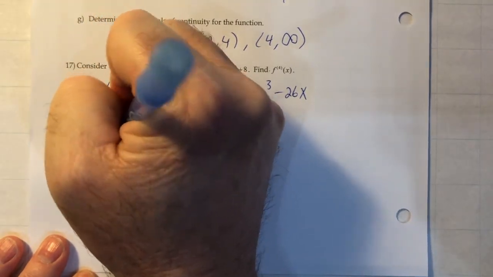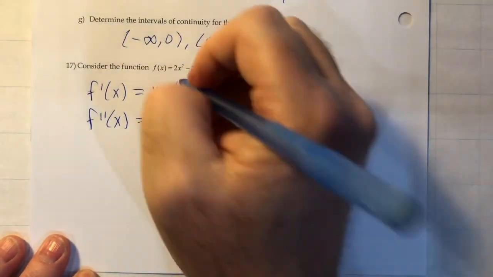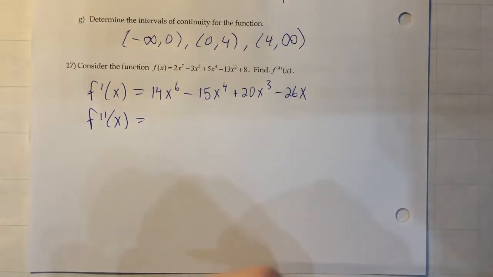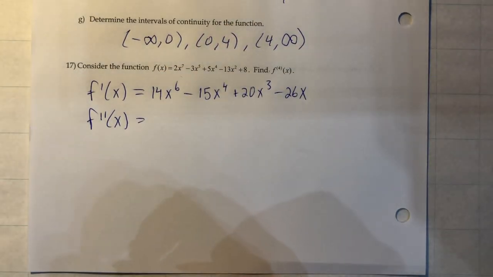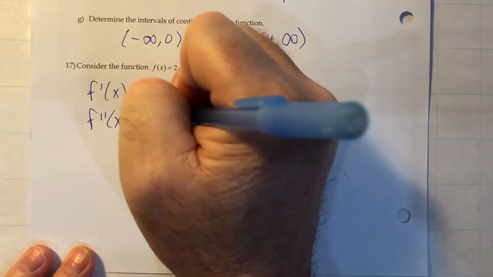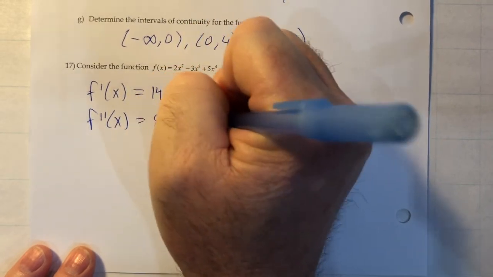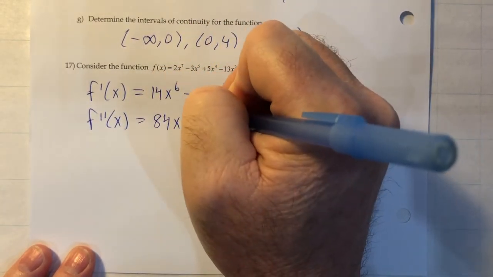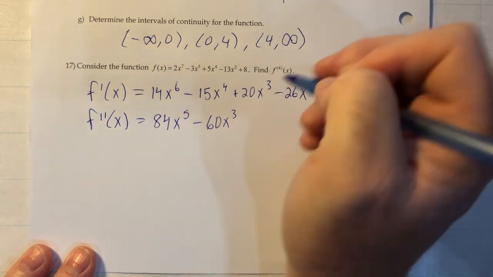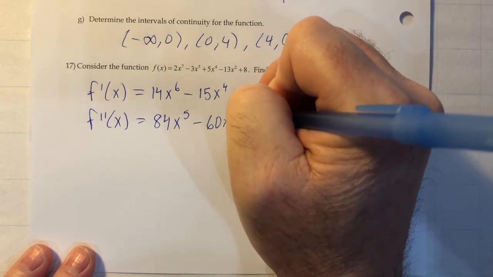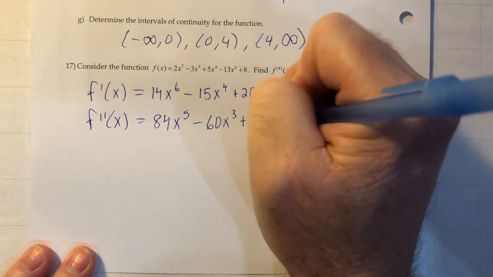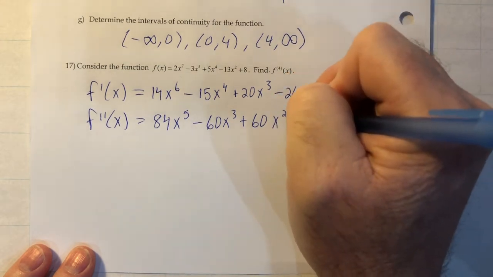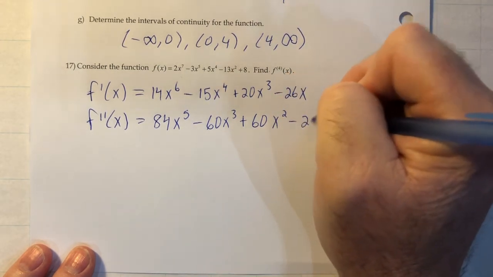The second derivative comes from just taking the derivative of this one. Bring the 6 down. Getting a little messier with the numbers now. So 6 times 14 is 84. Subtract 1 from the power. 4 times 15 is 60. Subtract 1 from the power. 3 times 20 is also 60. Subtract 1 from the power, and this is linear, so just minus 26.